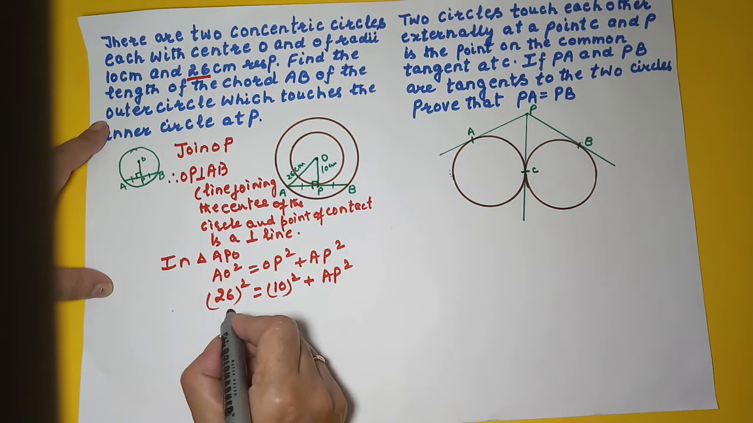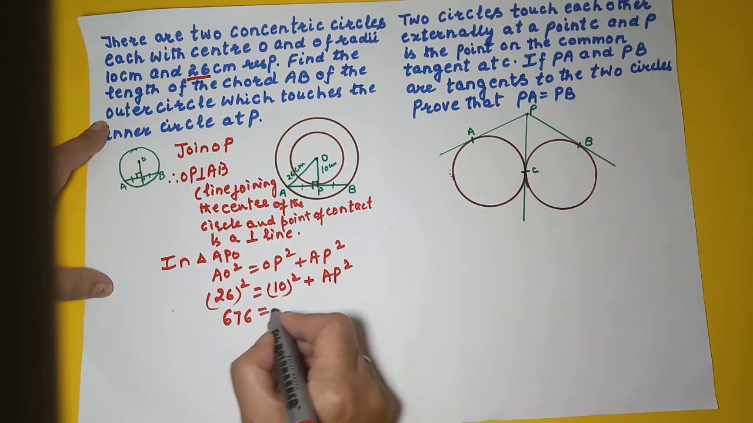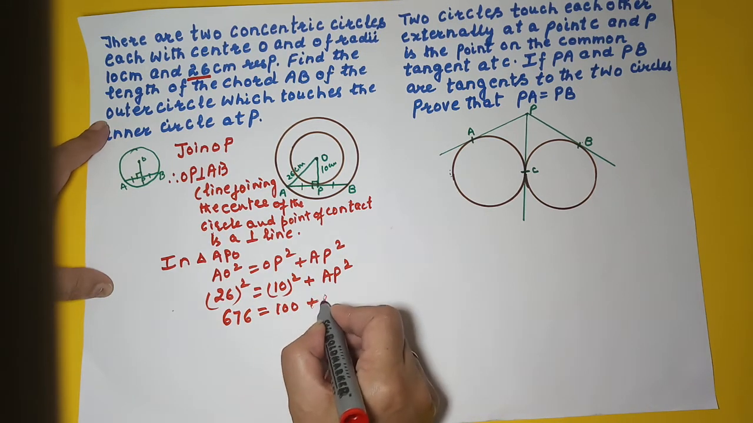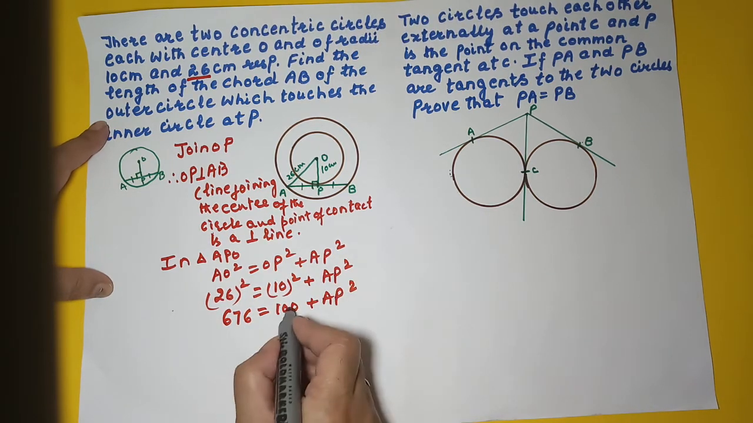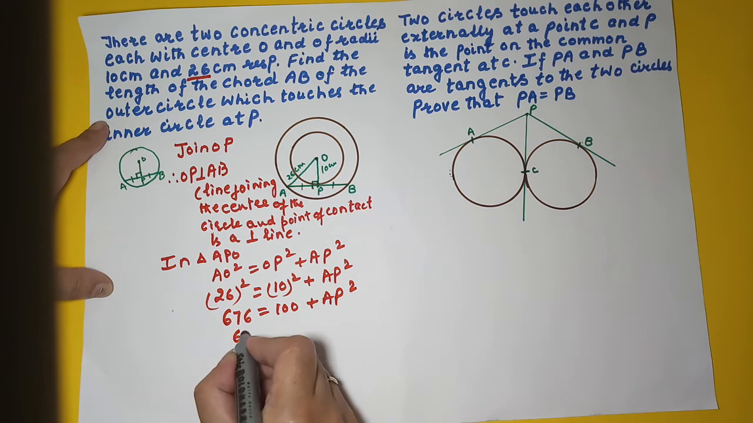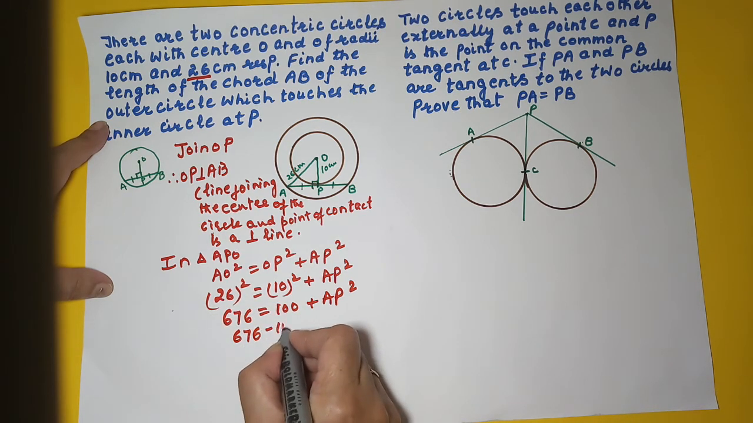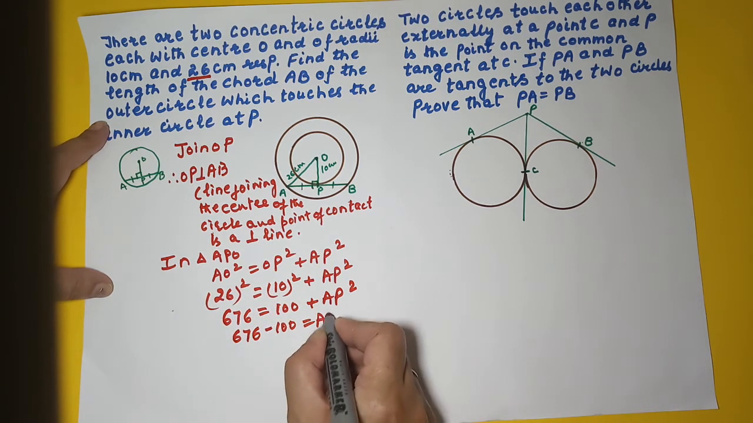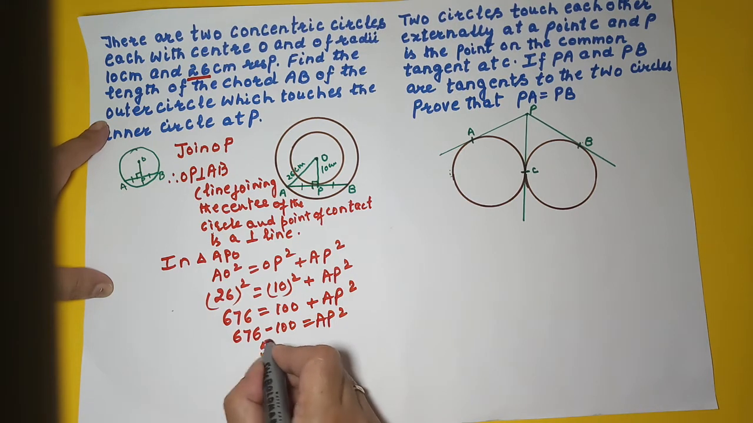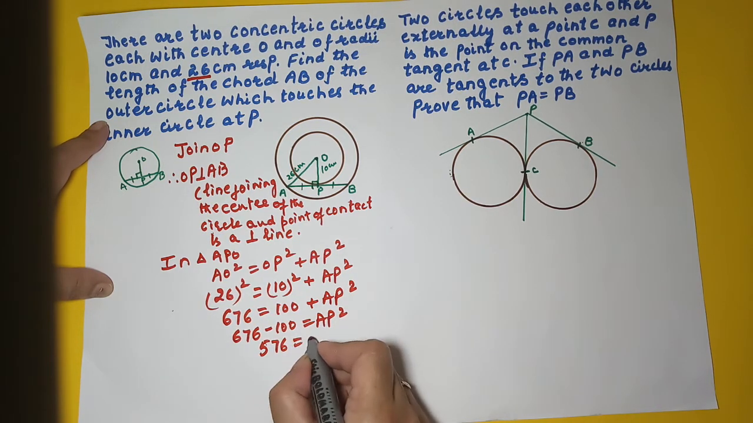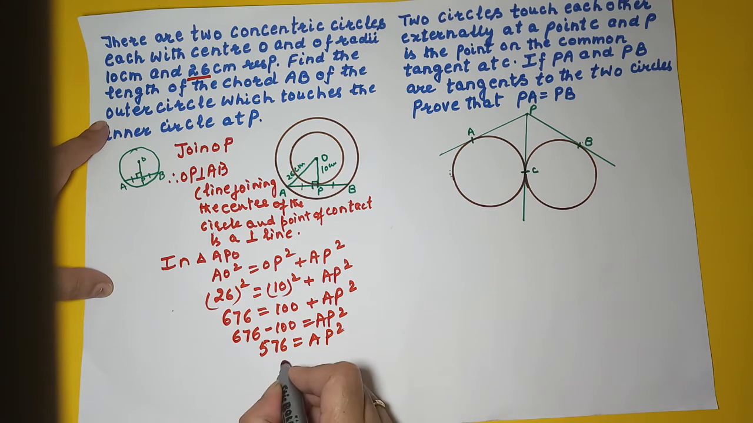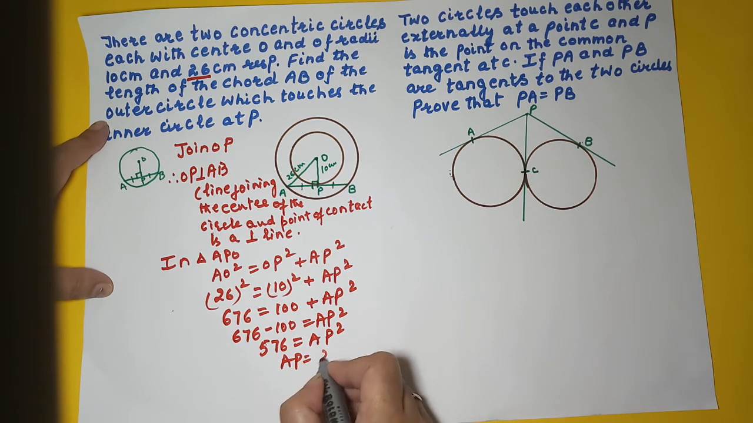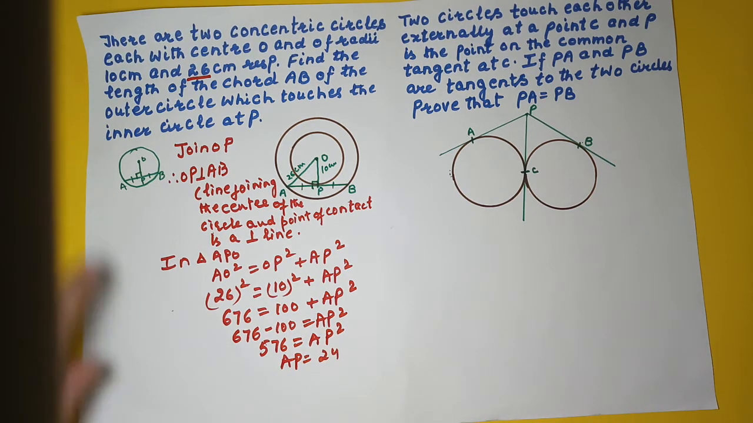Now this is 676 is equal to 100 plus AP square. So if you shift this here, this becomes 676 minus 100 is equal to AP square. So you got 576 is equal to AP square. So your AP is equal to 24, right? So you got AP as 24 centimeters.